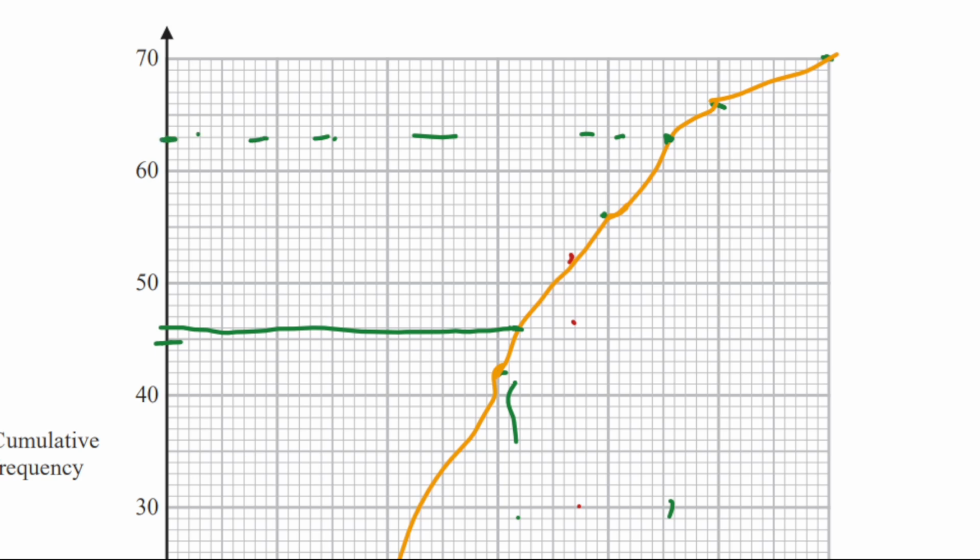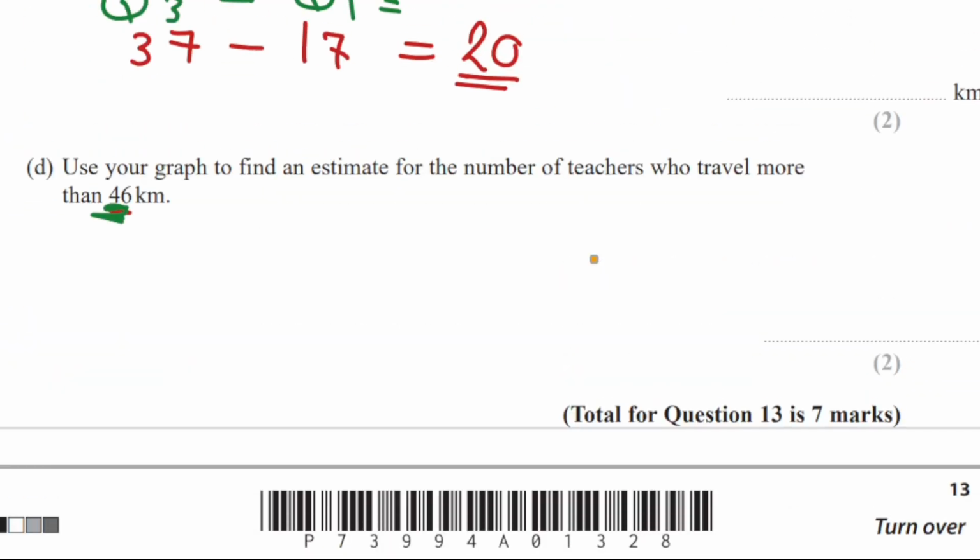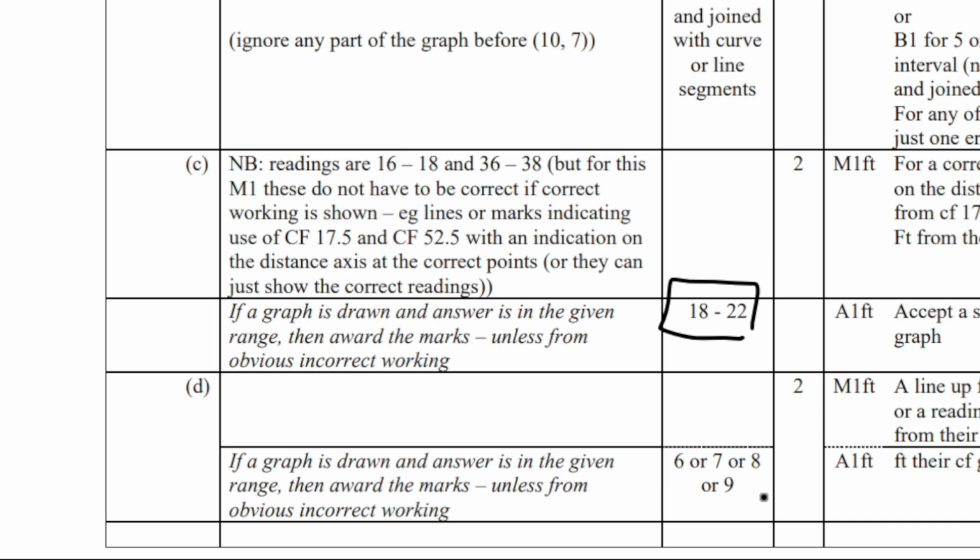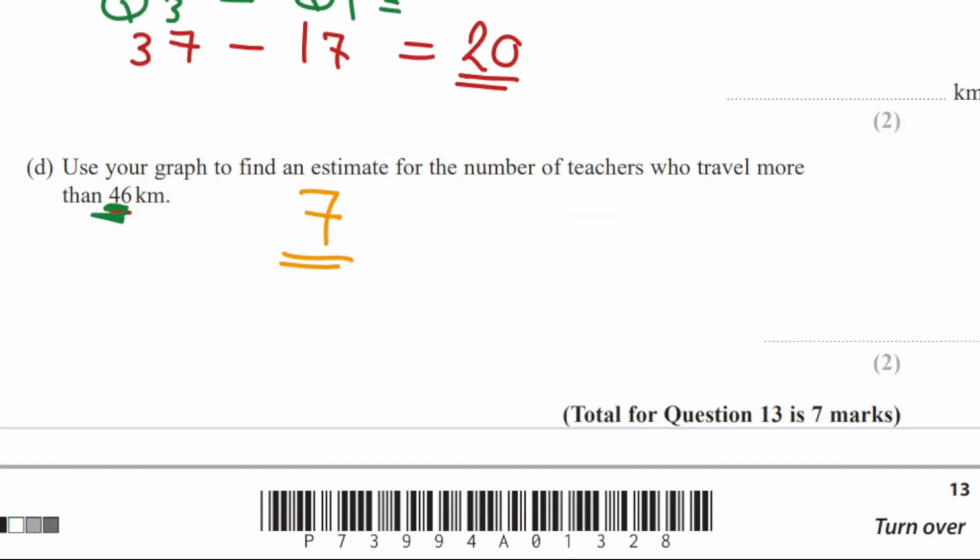Now, you will then go there. So it's this point. Now, travel more is just this number. Now, this is 61, 62, 63. Up to 70, that means it's 7 up here. And that's the answer. So the number of teachers who travel more than 46 is 7. And this is also going to give you ranges. Let me just show you the ranges. So they said anything 6, 7, 8, or 9.